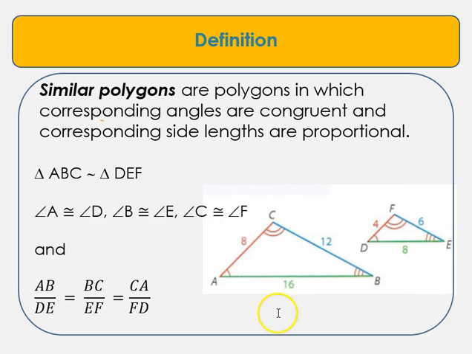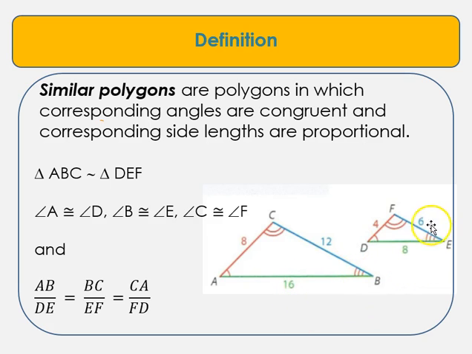This means also, and it can only be, that triangle ABC is similar to DEF. This is true only if angle A is congruent to angle D, angle B is congruent to angle E, and angle C is congruent to angle F. Now, we cannot say that these are congruent because you can see that the length of AB is 16 and the length of DE is 8. Even though the angles are congruent, the side lengths are not.